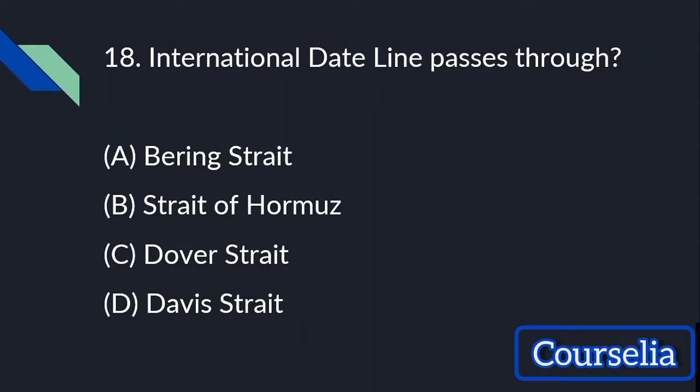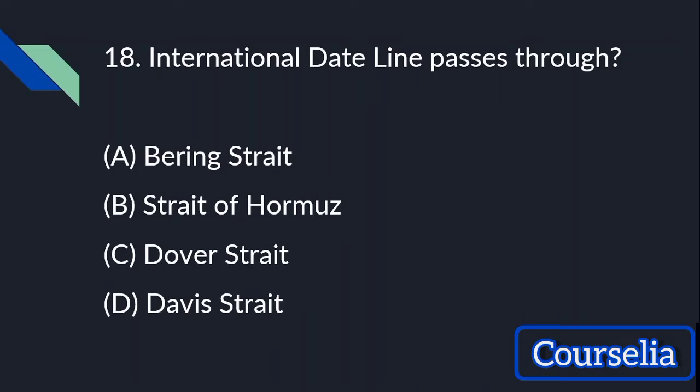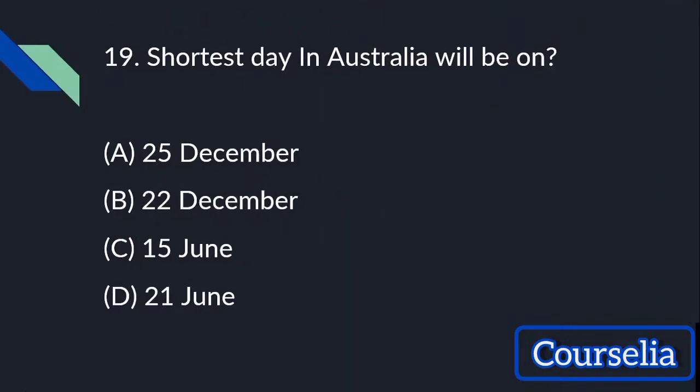ये हमने जो पिछला मैप देखा बेरिंग स्ट्रेट उसके साथ ही आपको डॉटेड में इंटरनेशनल डेट लाइन शो हो रही थी. It is an imaginary line of demarcation on the surface of Earth that runs from North Pole to the South Pole, and it demarcates the change of one calendar day to the next. So the answer is clear, Bering Strait. Shortest day in Australia will be on 25 December, 22 December, 15 June or 21 June. Answer is 21 June.